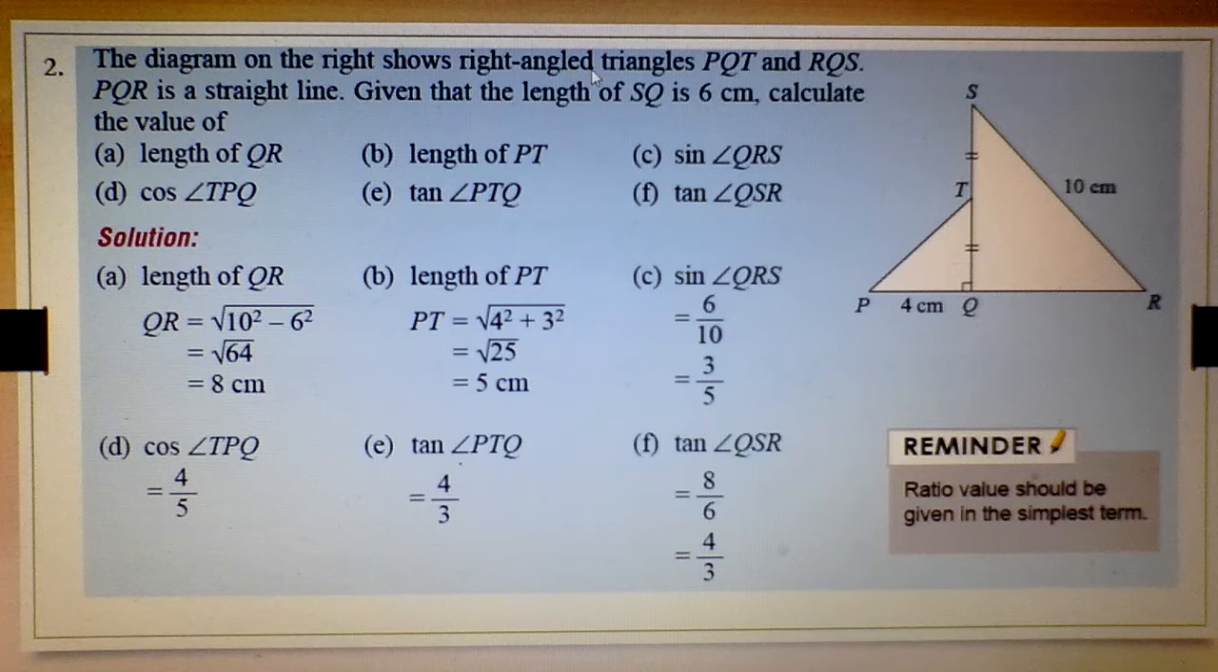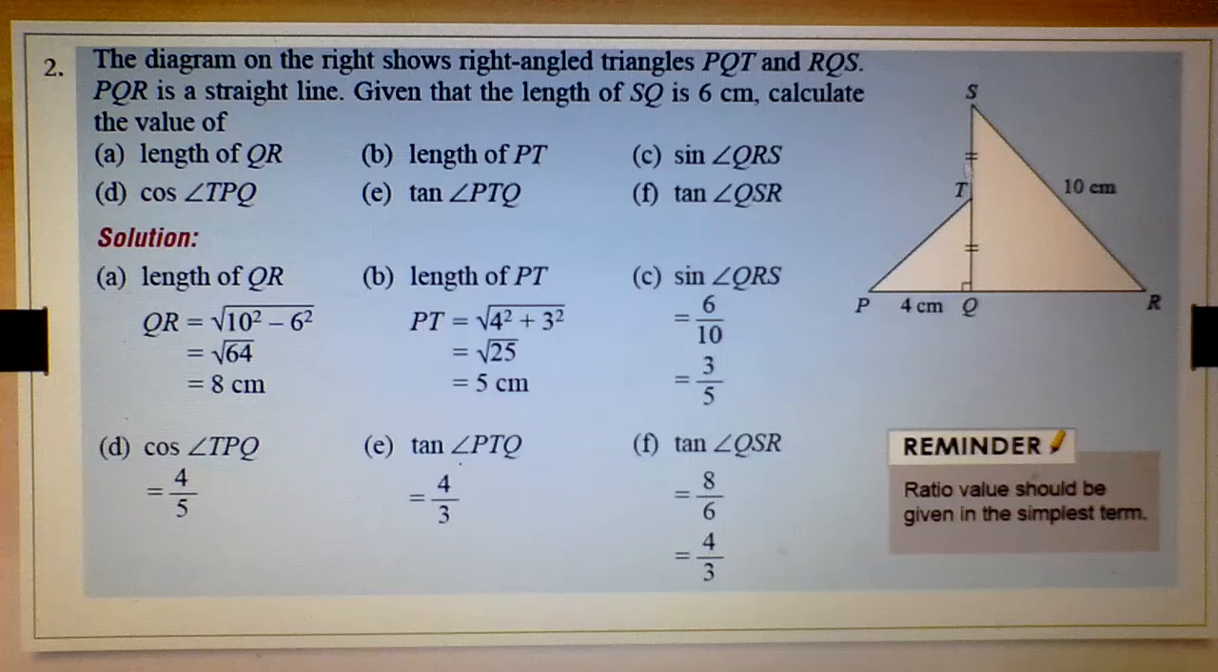The diagram on the right shows right angle triangles PQT and RQS. PQR is a straight line. Given the length SQ is 6. SQ ialah 6. Calculate the value of length QR, length PT, sine QRS, cos TPQ, tangent PTQ, tangent QSR. Okay. So what we do, we need to find the length for all parts first, because we are going to apply sine, cos, tangent. Semua length mesti ada dulu.